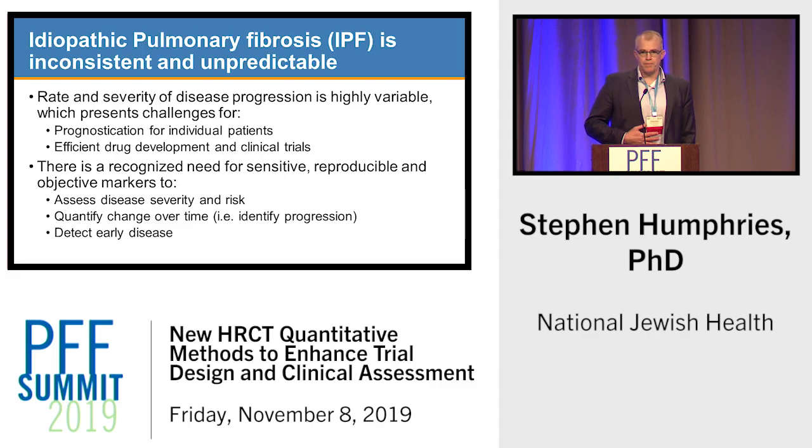So as is well known in this group, idiopathic pulmonary fibrosis has an inconsistent and unpredictable natural history, and this presents problems both in clinical care and design of clinical trials and drug development. So the rate and severity of disease progression is known to be highly variable. And there is a recognized need for new tools or new markers to gauge the severity of disease at a given point and predict risk, also to evaluate in a precise and objective way change over time. And then increasingly, it's acknowledged that detection of early disease is an important issue.